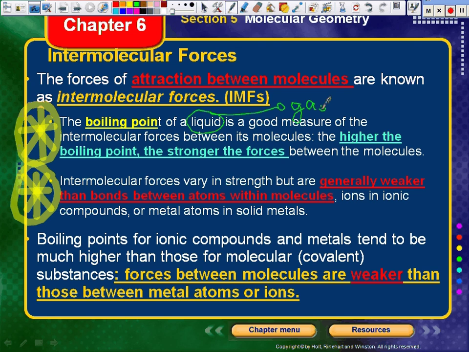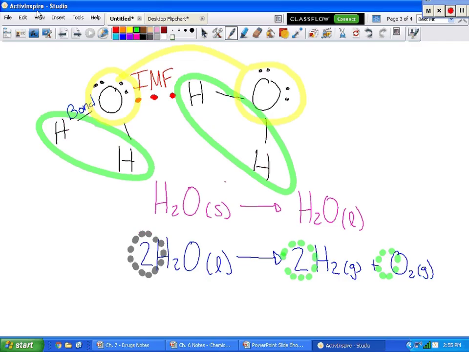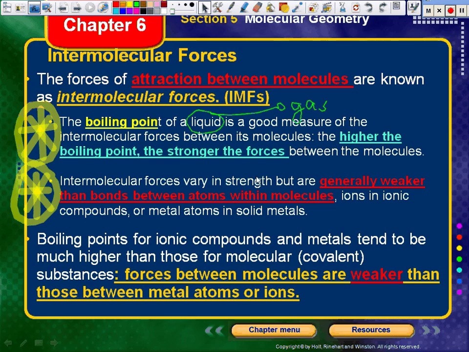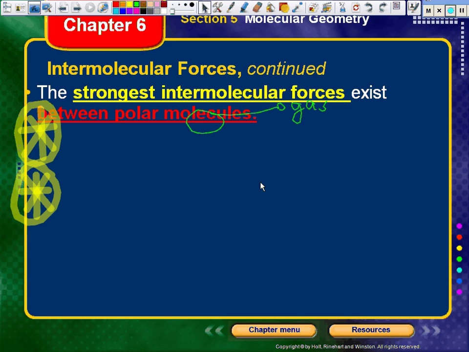The second bullet. Intermolecular forces vary in strength but are generally weaker than bonds. Okay? We just talked about this example. So, if I want to erase the 3 red dots or the black line, which one would be harder? The bond or the IMF? Which one's harder to do? The bond is harder to break. Okay, the bond is much harder to break. All right, so let me go back to this and let me just give you another example.